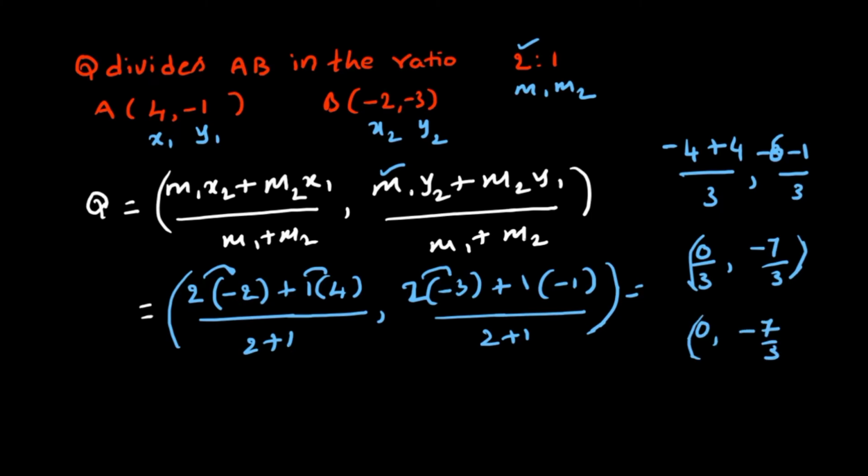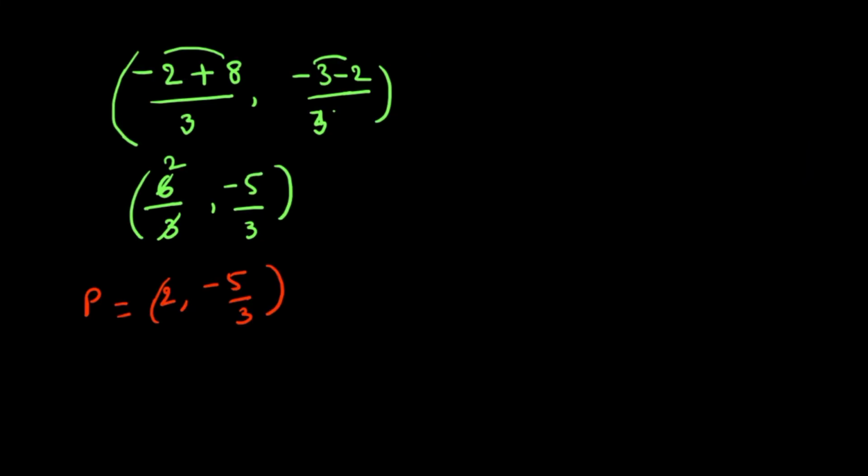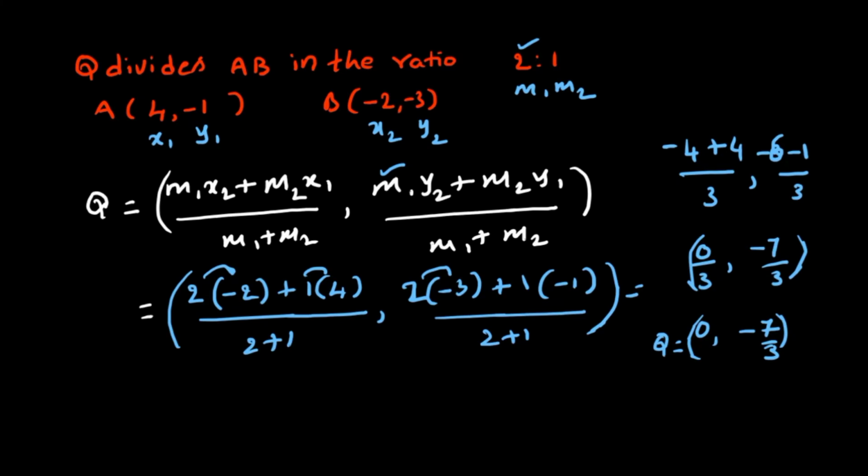So this is Q. Okay, so we got 2 points here. Point P is (2, -5/3), and point Q is (0, -7/3). Now we'll discuss the next question.